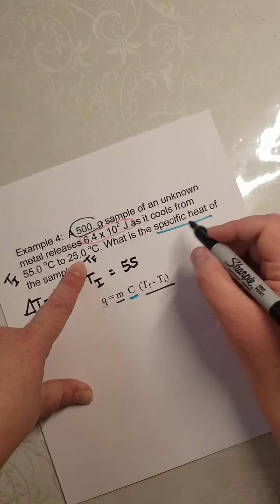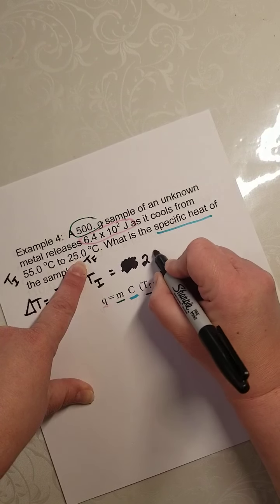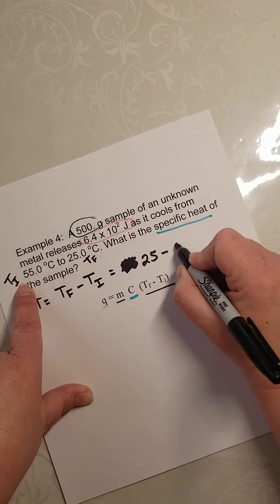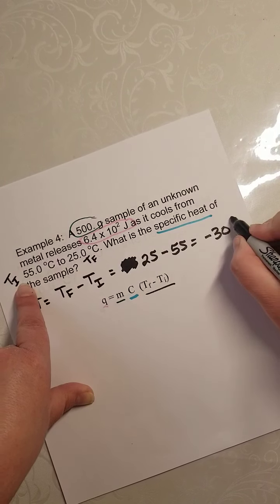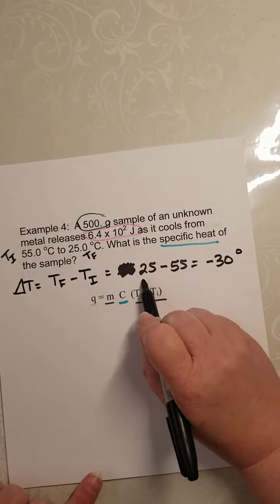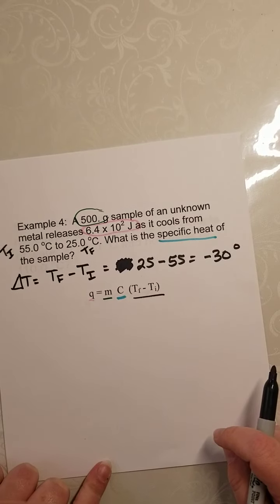No, our temperature final. Oh, I apologize. Excuse this. 25 minus 55, which is a negative 30 degree difference. Okay? 25 minus 55 is negative 30. And keep that negative in there. Remember, temperatures can go negative.